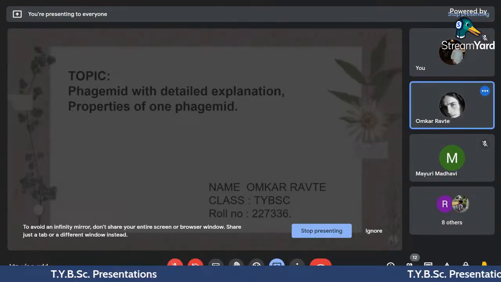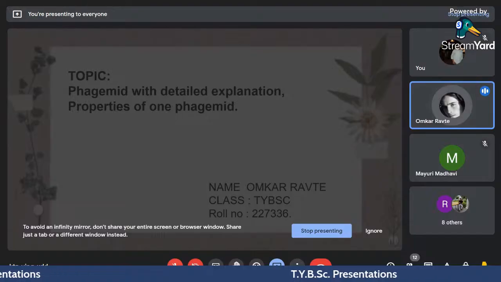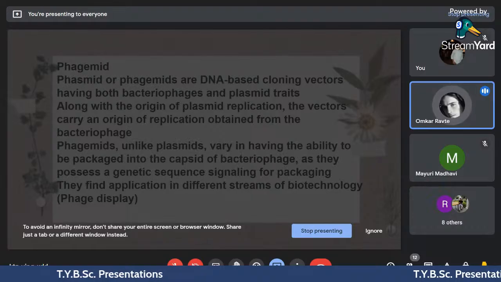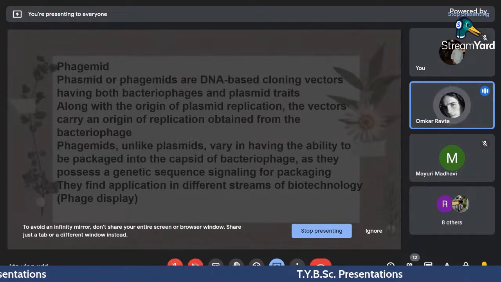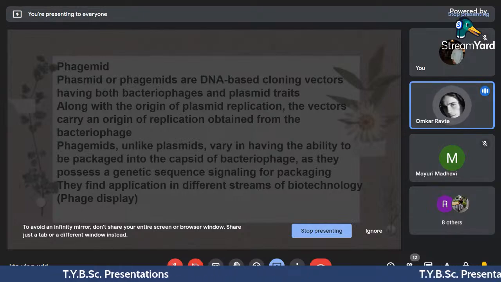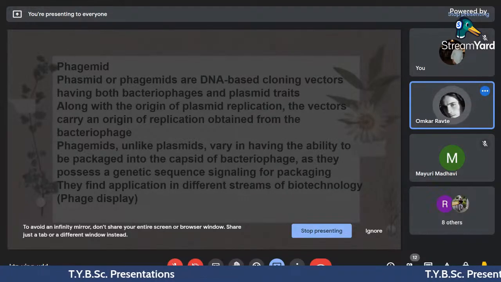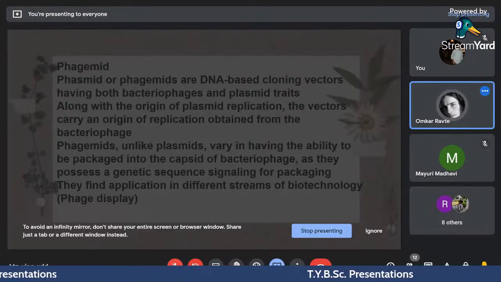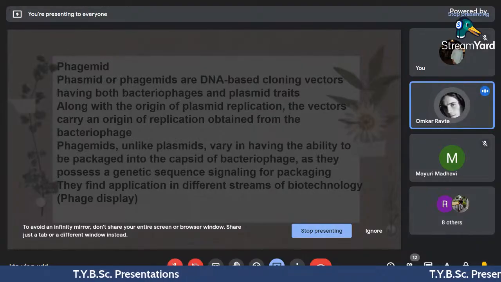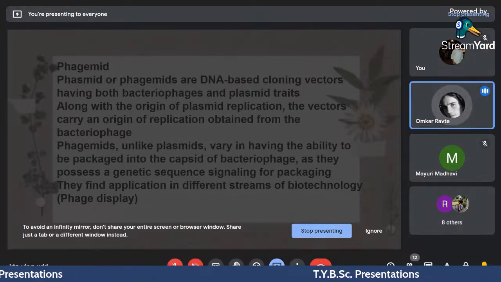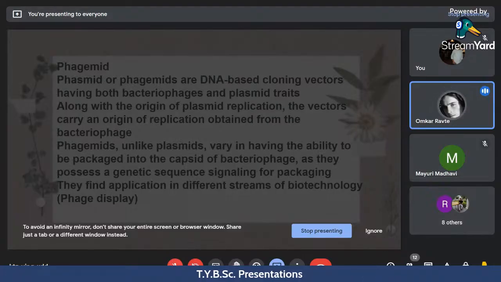Hello everyone, good evening. My topic is phasmid, with detailed explanation and properties of one phasmid. So phasmids are DNA-based cloning vectors having both bacteriophage and plasmid traits. Along with the origin of plasmid replication, the vector carries an origin of replication obtained from bacteriophage. Unlike plasmids, phasmids have the ability to pack into the capsid of bacteriophage as they possess a genetic sequence signaling for packaging. They find application in different streams of biotechnology, such as phage display.